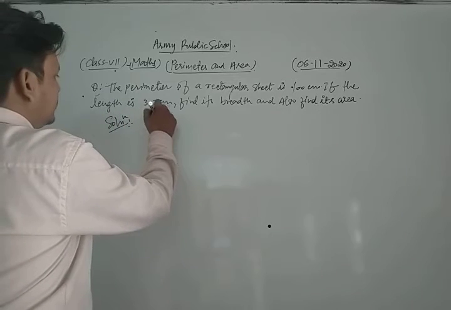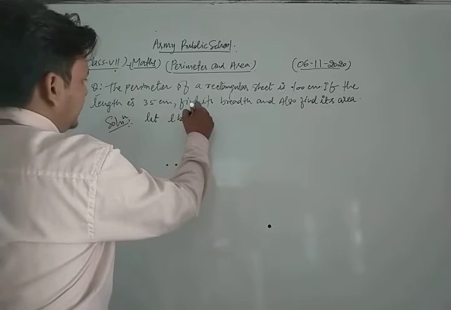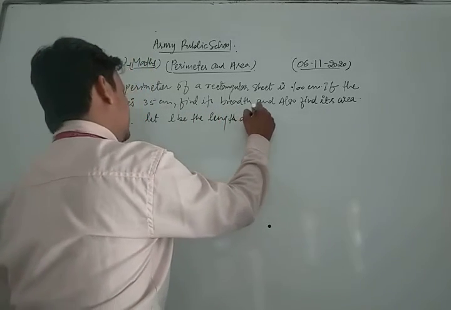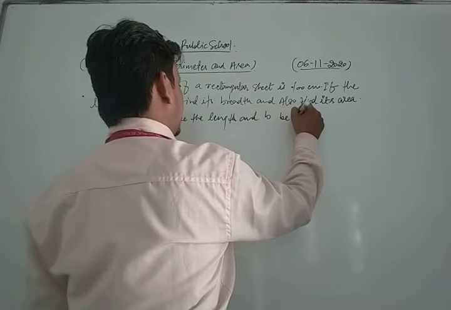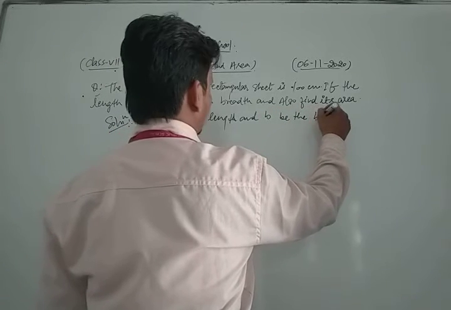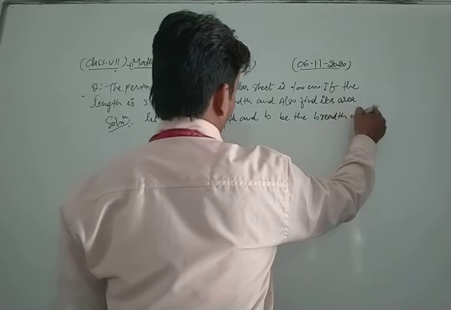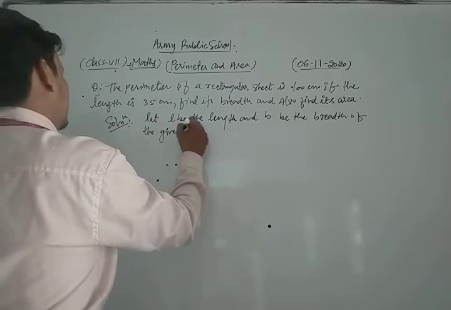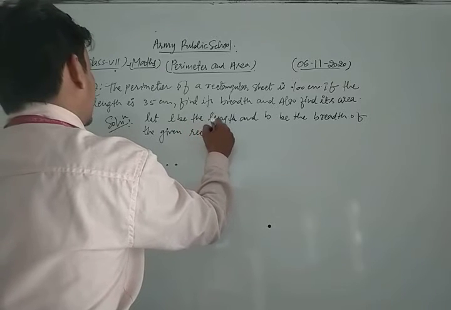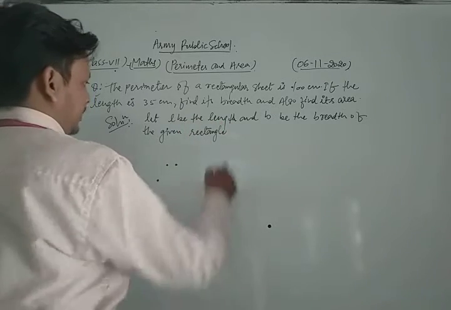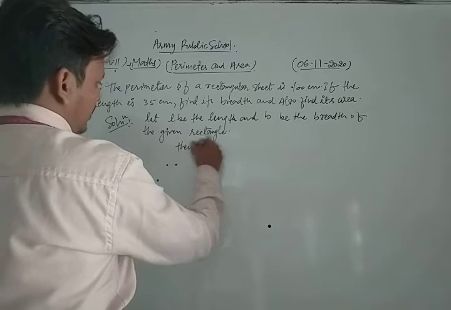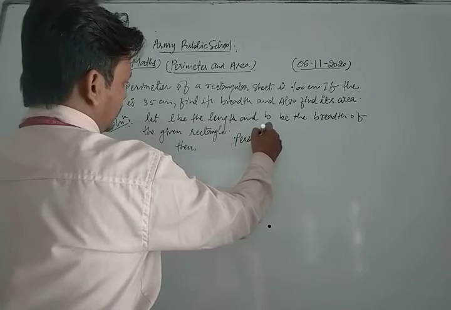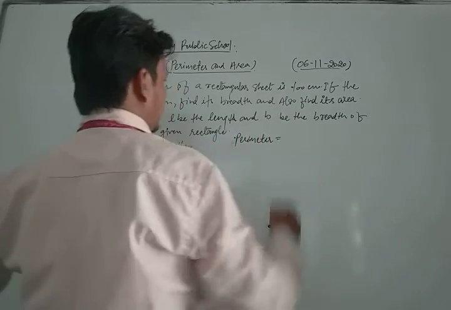First of all, let L be the length and B be the breadth of the given rectangle. Okay, then the perimeter is given as what? 100 centimeter.